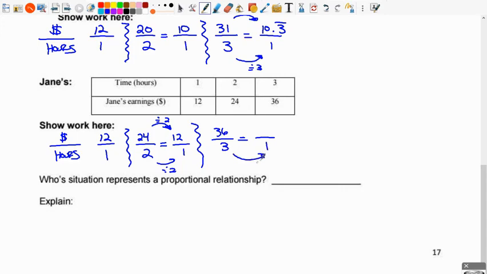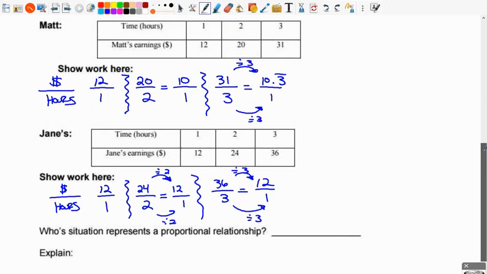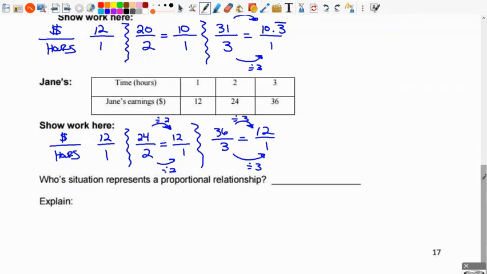And then she earned $36 for working 3 hours. To get the amount earned for 1 hour, I'm going to have to divide by 3. 36 divided by 3 is equal to 12. So again, we get 12 over 1. So Jane was 12 over 1, 12 over 1, 12 over 1 when you look at the 3 unit rates. So whose situation represents a proportional relationship, Matt or Jane? Well, Matt, his unit rates were not equivalent, but Jane's were. So it's going to be for Jane.